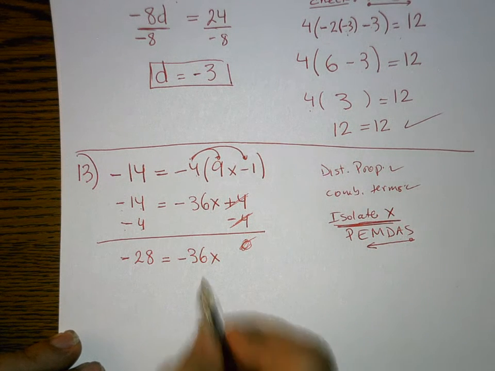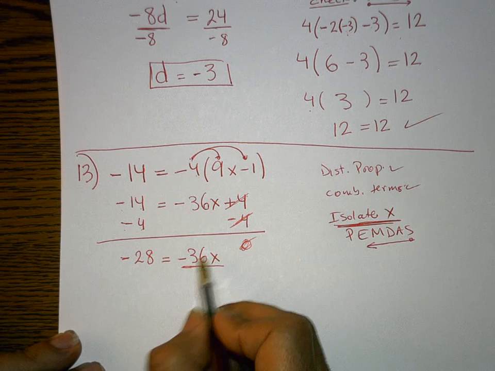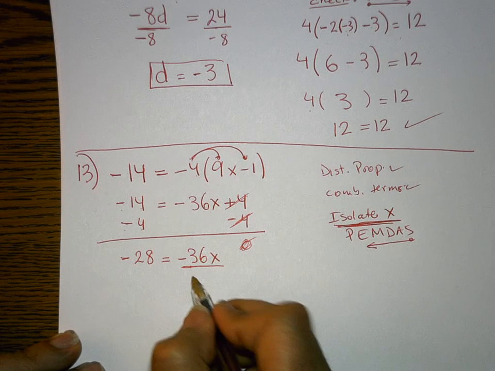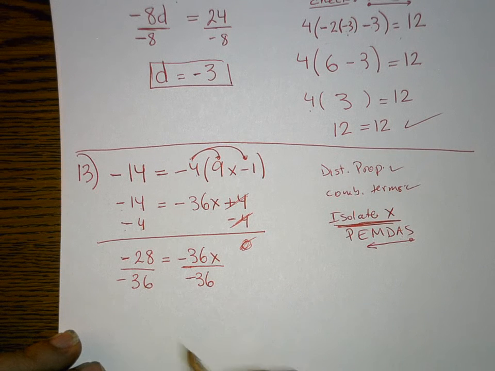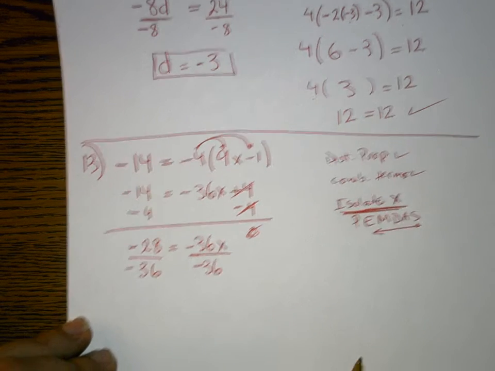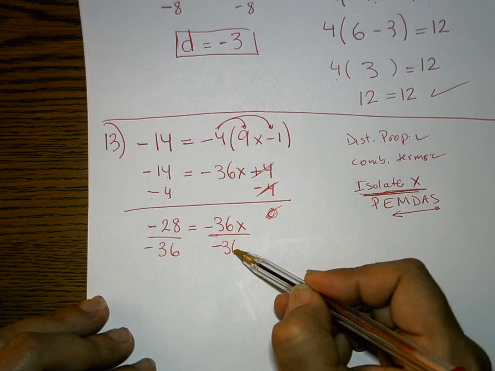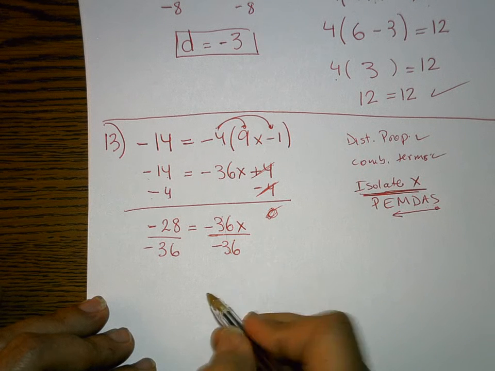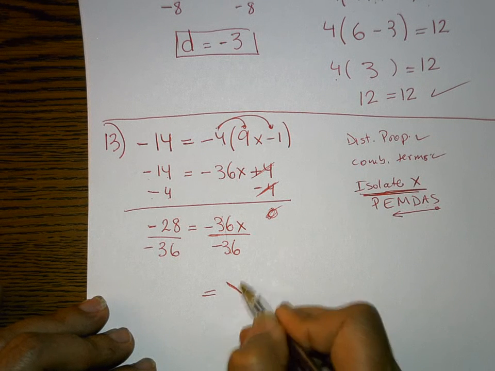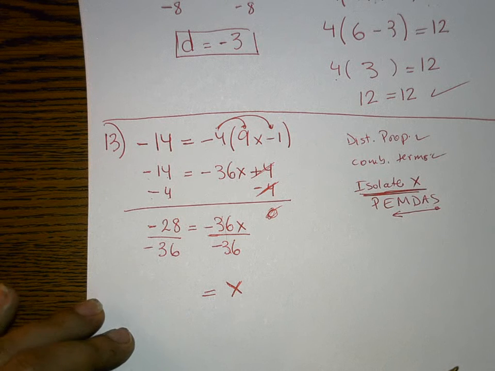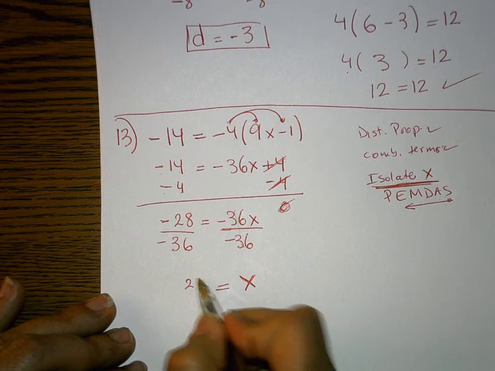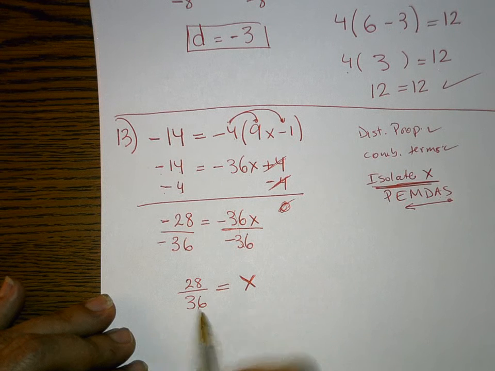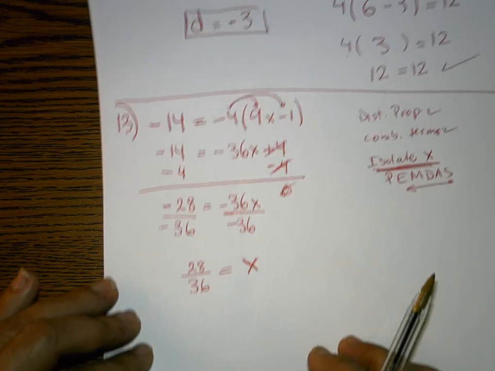Again, my goal is to isolate x, get x all by itself. So I'm going to divide by exactly what is multiplying here, which is a negative 36. And divide by a negative 36. A negative 36 divided by a negative 36 becomes a 1. Now I have just a 1x. My x is alone. And then here we have a negative divided by a negative, which is 28 divided by 36. Negative divided by negative is positive. We're almost there. We just need to reduce this fraction.